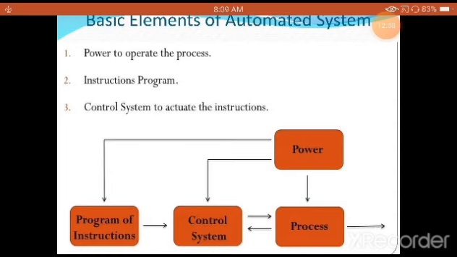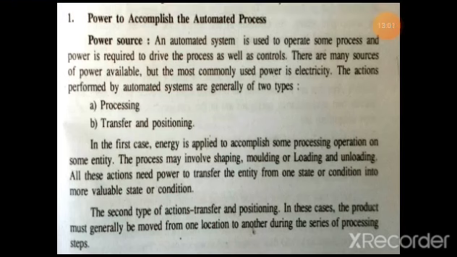And the control system is also operated by using power. The process is also carried out by using the power itself. Now let us go into detail. The power source. An automated system is used to operate some process, and power is required to drive the process as well as the controls. This is very, very important. So whatever the process is, a manufacturing process, it is carried out by using the power source, as well as to control the whole system or process.